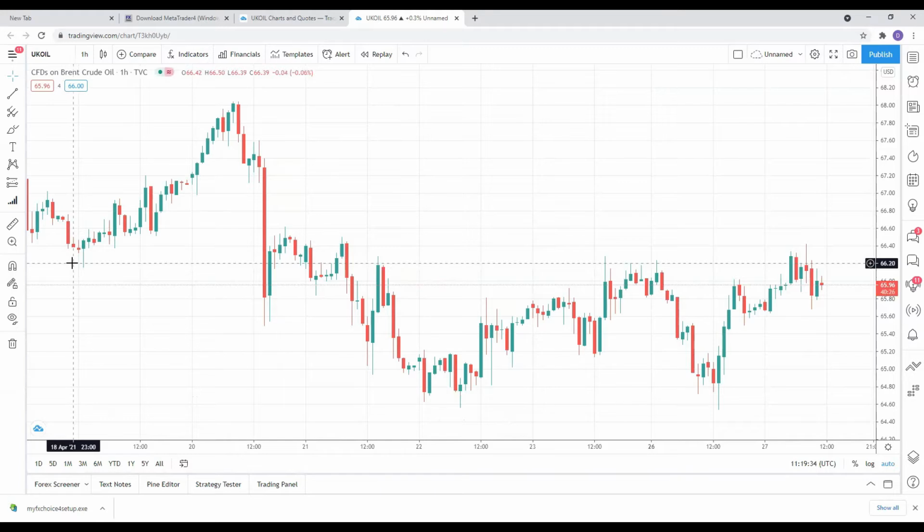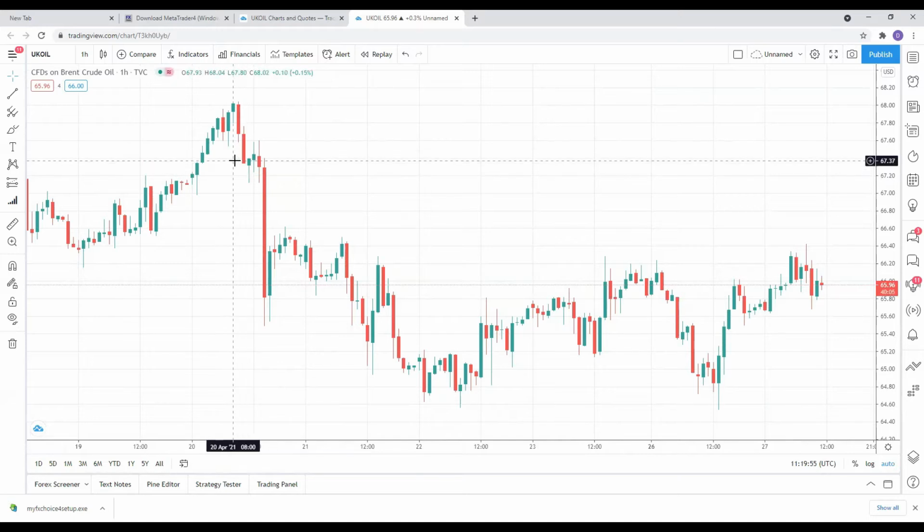This is a candlestick chart. This shows how the price of the asset changed over a period of time. We can see in this candlestick, this was a bearish candle. This was the opening price. This was the closing price. This was the lowest price. This was the highest price.